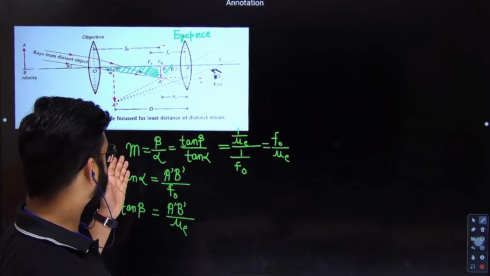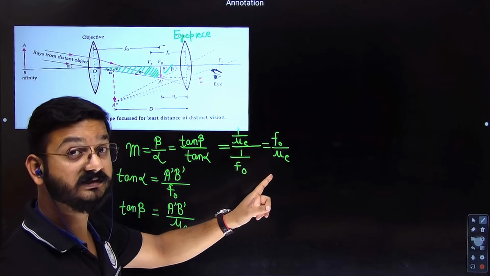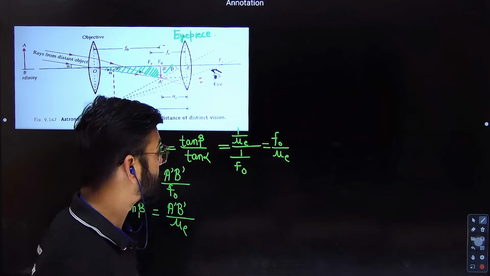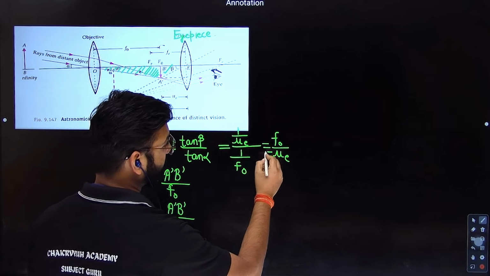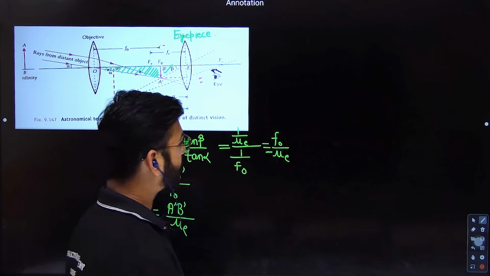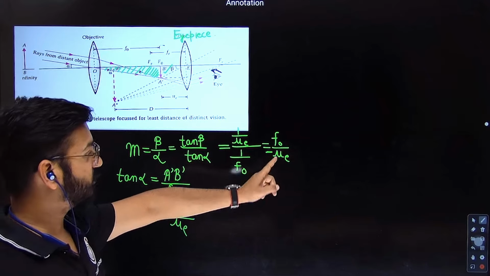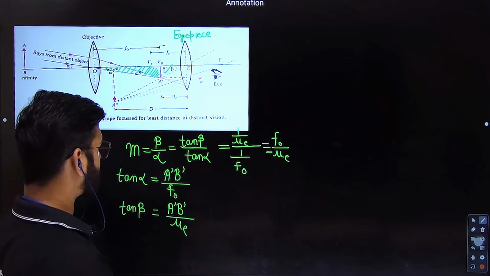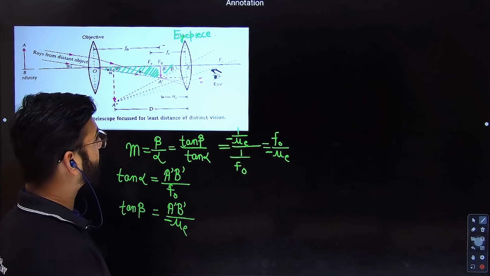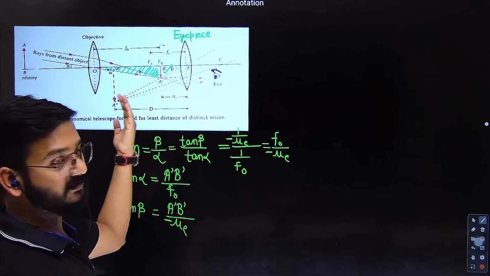Okay, students, if you see the expression for magnifying power, what is it? F naught by UE. Any mistake in this? Yes. UE will be negative. Object distance is negative, so when you are writing this, it will be minus UE. You have to be a bit careful. You have to write down UE with its proper sign. Don't forget that. Here also you can add minus UE, because UE is on the left side.